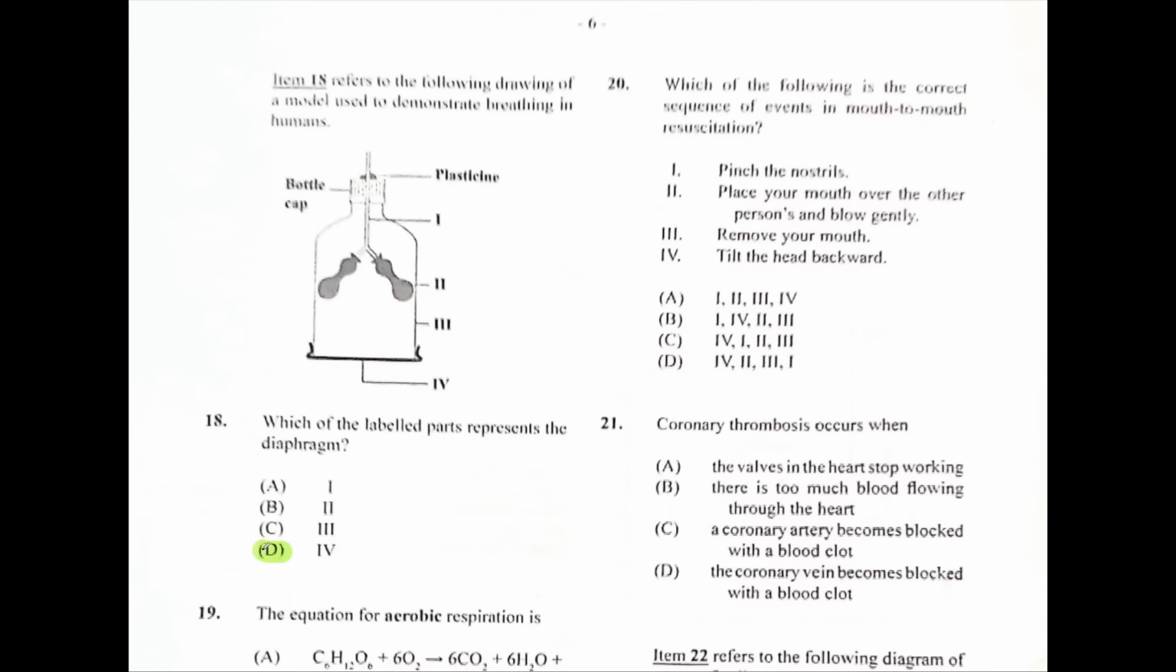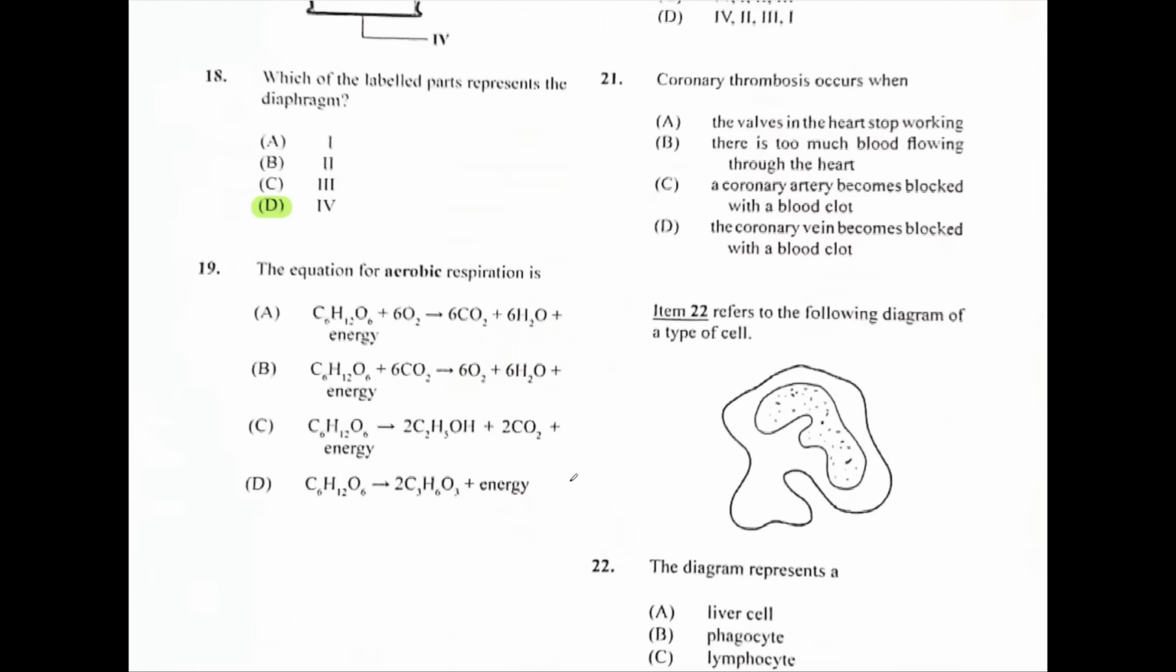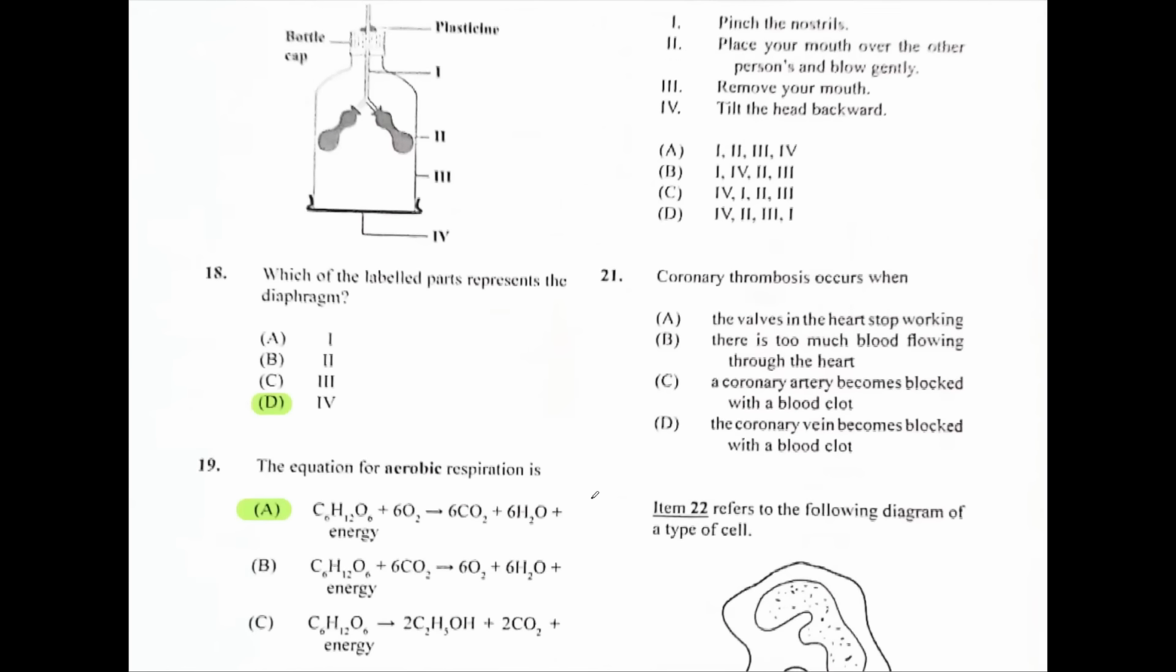So D for 18. 19, the equation for aerobic respiration: we need to have oxygen present for aerobic respiration and it produces carbon dioxide. So for 19, we are going with A. See the oxygen there, carbon dioxide. Energy is a product of respiration. All of them have energy, in fact, so that's great. But just take your time and go through each equation and you will see that A is the answer.